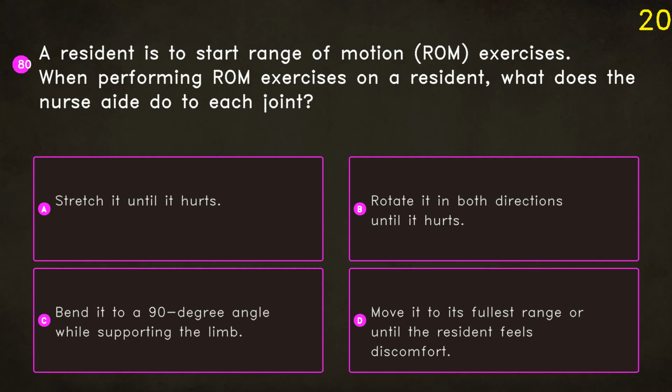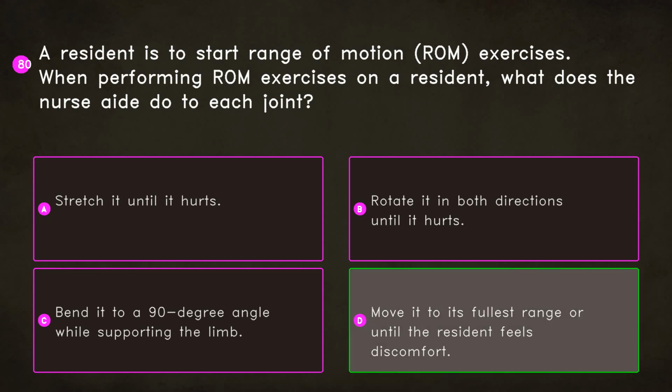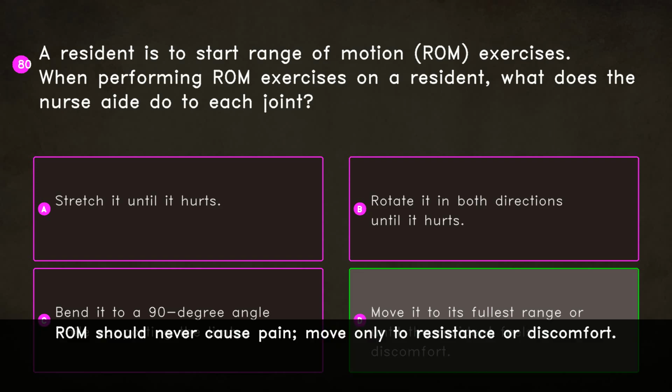Question 80. A resident is to start range of motion (ROM) exercises. When performing ROM exercises on a resident, what does the nurse aide do to each joint? A. Stretch it until it hurts. B. Rotate it in both directions until it hurts. C. Bend it to a 90-degree angle while supporting the limb. D. Move it to its fullest range or until the resident feels discomfort. The correct answer is move it to its fullest range or until the resident feels discomfort. ROM should never cause pain, move only to resistance or discomfort.